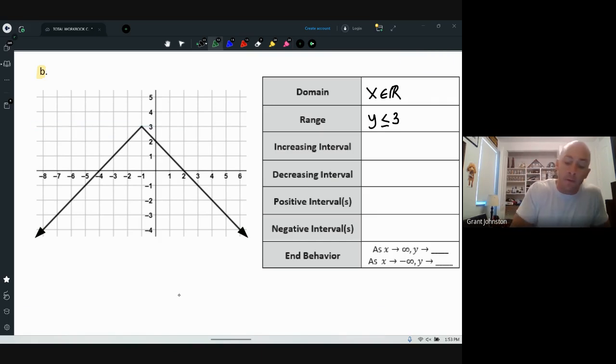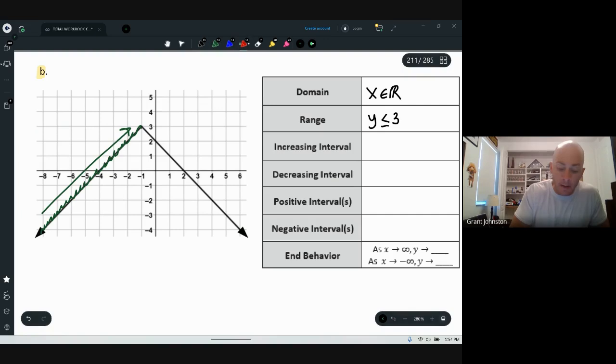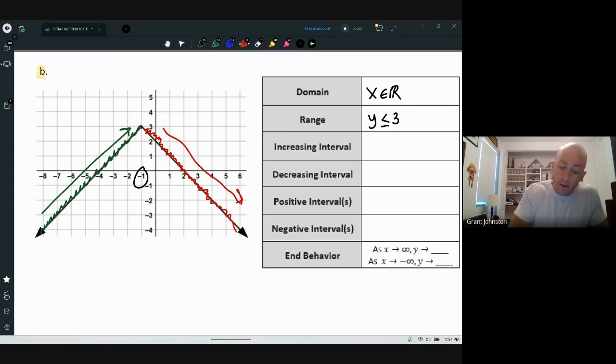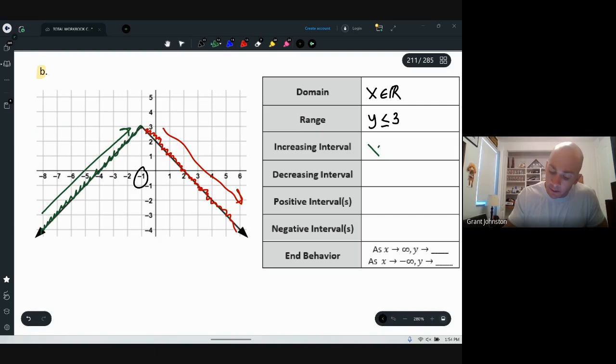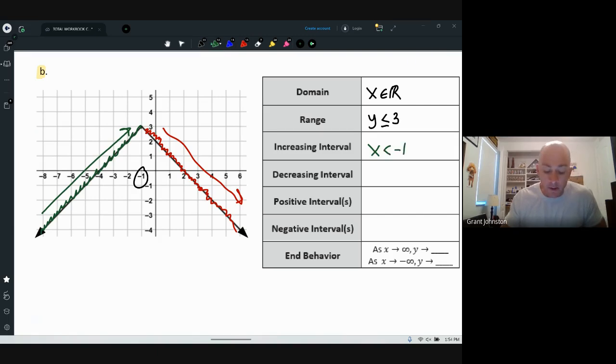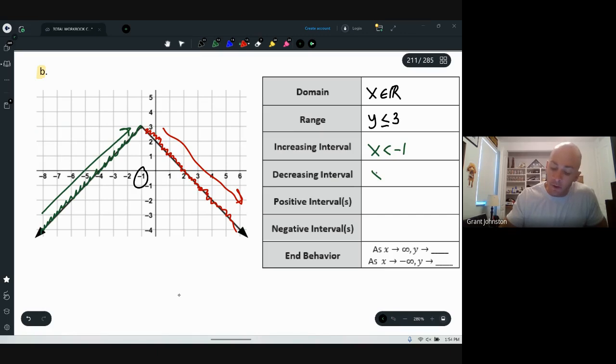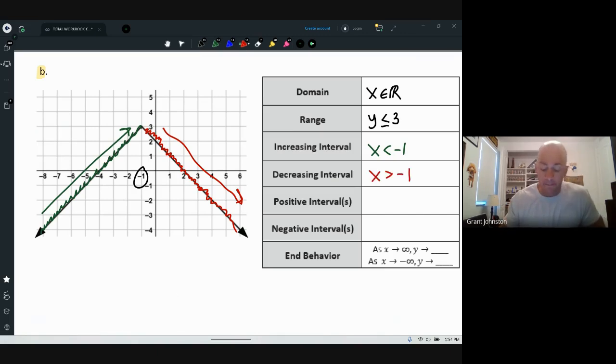Now let's look at the increasing interval. I'm going to read it left to right. It's increasing, increasing, increasing that whole time. And then at -1, after -1, it starts to decrease. So it's increasing when x is less than -1, and it starts decreasing when x is greater than -1.